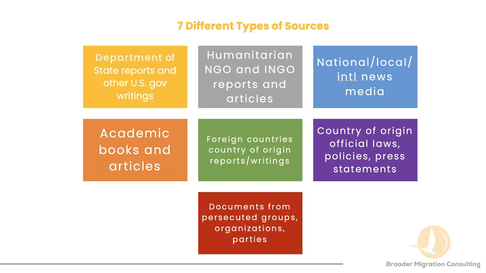We then have foreign countries' country of origin reports or other writings. I don't know if you knew this, but some countries have their own country conditions research offices, and they publish their own reports and briefs. These countries include Sweden, Canada, and the United Kingdom, for example. They tend to be pretty detailed.